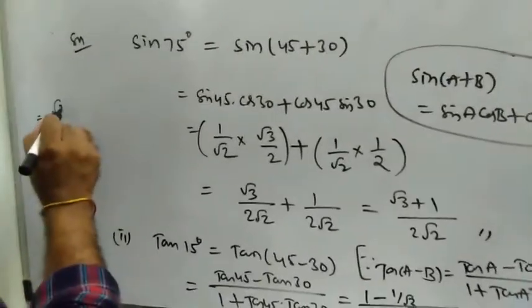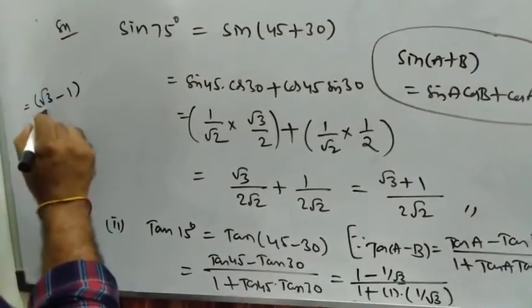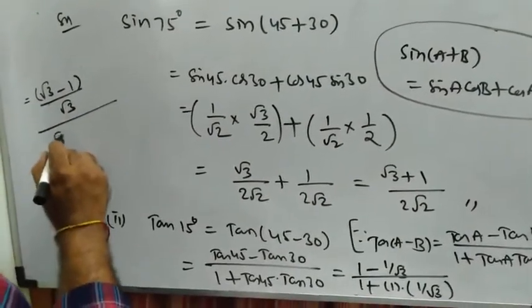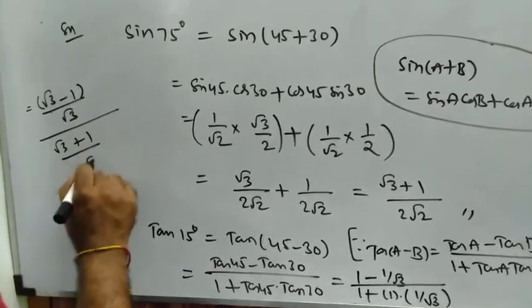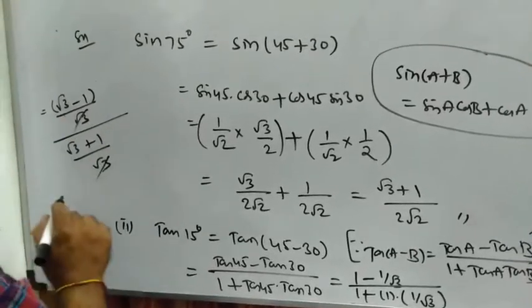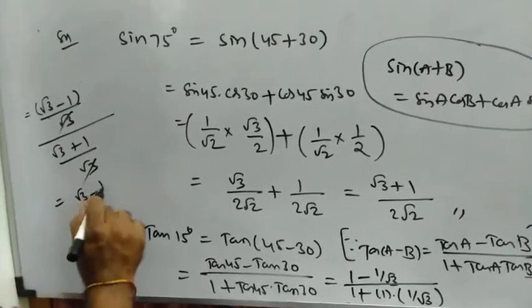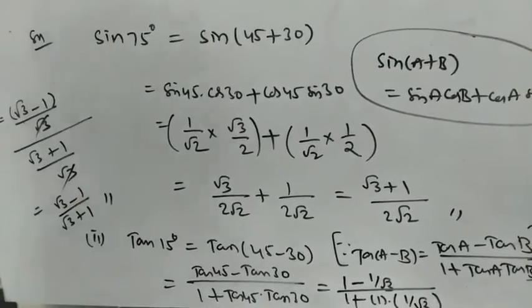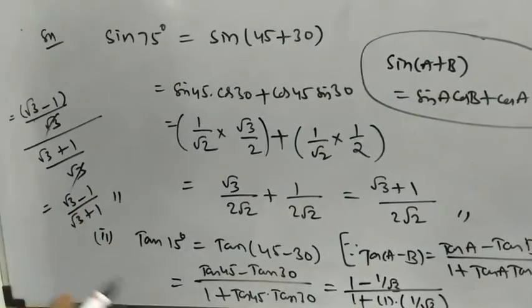So taking the LCM root 3, in the numerator part root 3 minus 1 by root 3, in the denominator root 3 plus 1 by root 3. So root 3 gets cancelled. The solution is (root 3 minus 1) by (root 3 plus 1), which is the required solution.